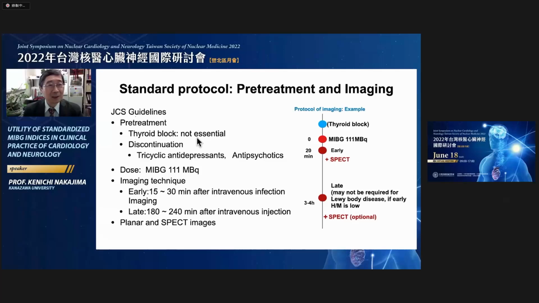In many European countries and in the United States, thyroid block might have been done, but we don't use it. However, discontinuation of tricyclic antidepressants or antipsychotics is definitely necessary. Please be careful. And the dose is 3 millicurie of MIBG, and early imaging and late imaging from 3 to 4 hours are routine procedures.